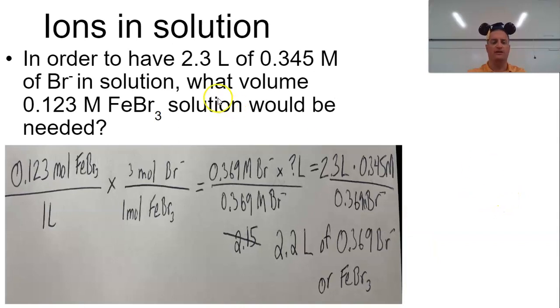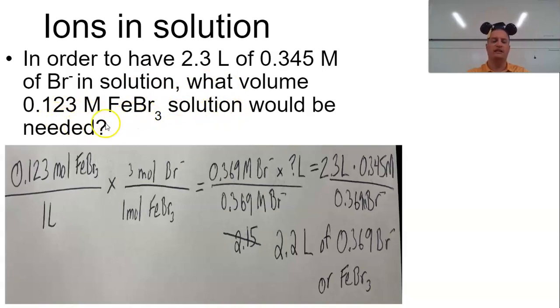Ions in solution. So often what we'll look at going forward in this course is that compounds, when they dissolve, are going to make multiple ions in solution. This happens with acids and bases. It also will happen with net ionic equations and things like that in the next unit. So we want to make sure we are aware of how many ions are present. So if I wanted to have 2.3 liters of this molarity of bromine in solution, because maybe that's part of my reaction, what volume of this iron 3 bromide would I need?